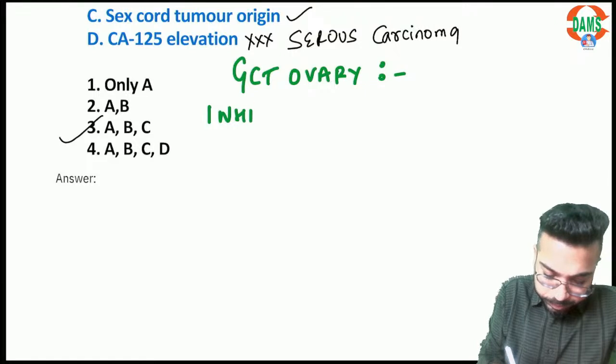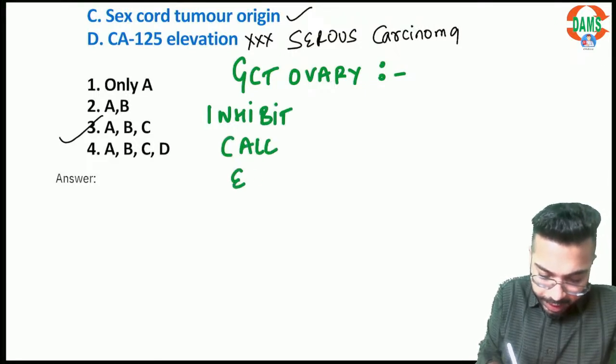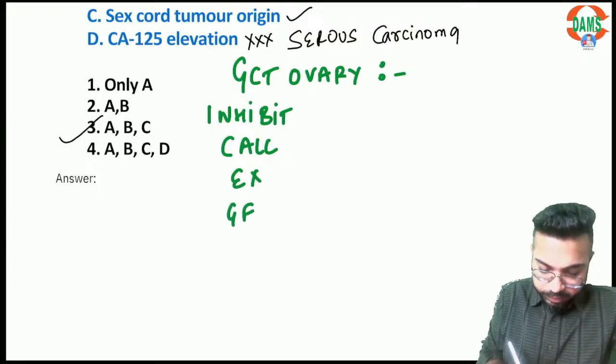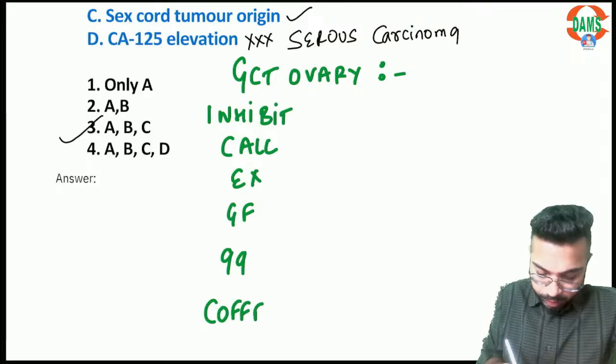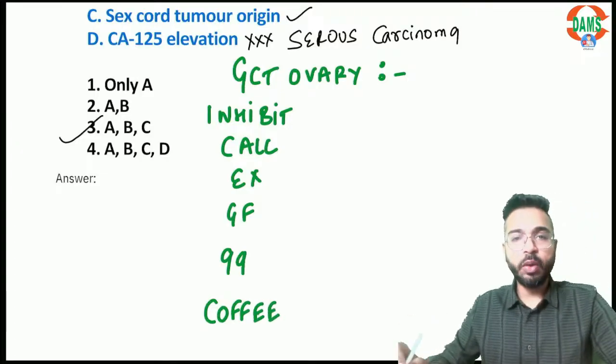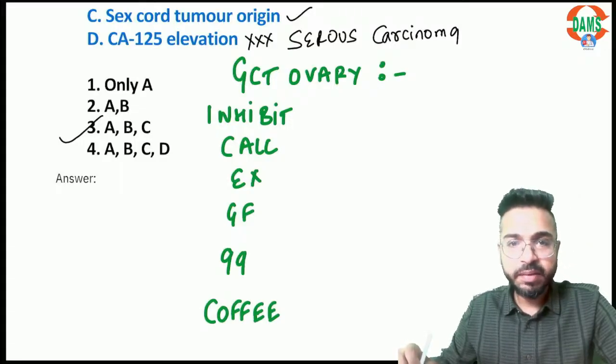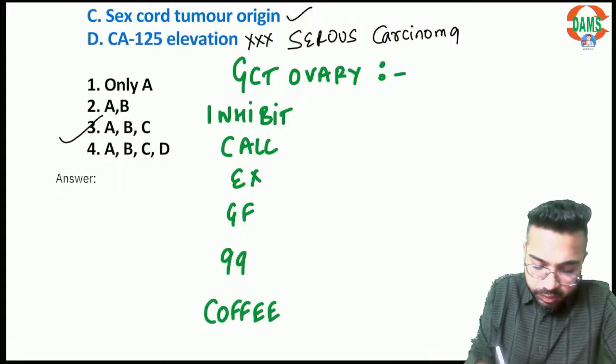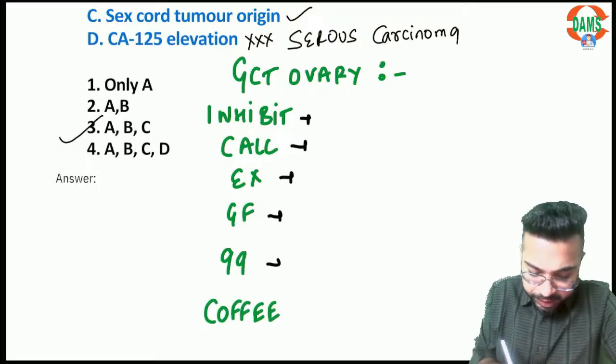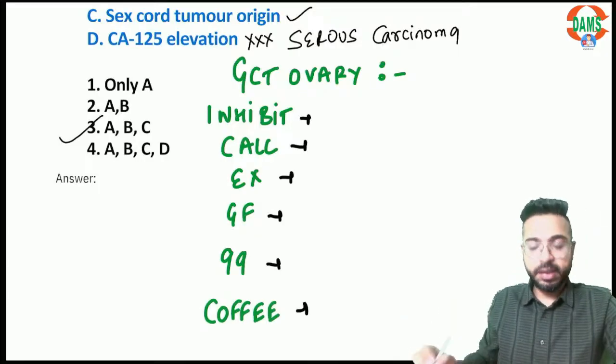Inhibin. Calling your ex-girlfriend 99 times for coffee. Now she is your ex-girlfriend. There is no point calling her 99 times. She is busy drinking something else with her new boyfriend. There is no point calling your ex-girlfriend 99 times for coffee.